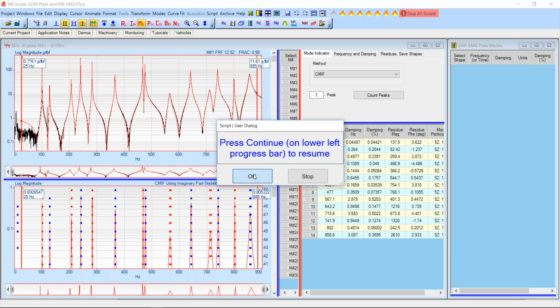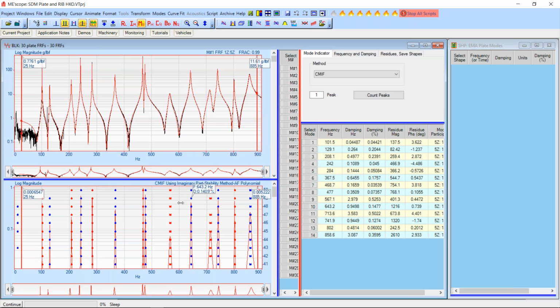So I have to keep that in mind. And here's the continue button down here on the progress bar, and that's just the program. The script is just waiting for me to press it so that we can go on. But let's look at this curve fit here. Here's the 30 measurements. This is regular old curve fitting in Emiscope.